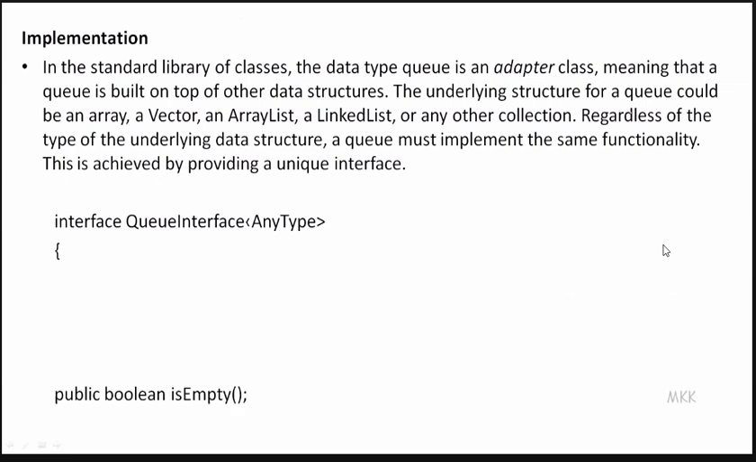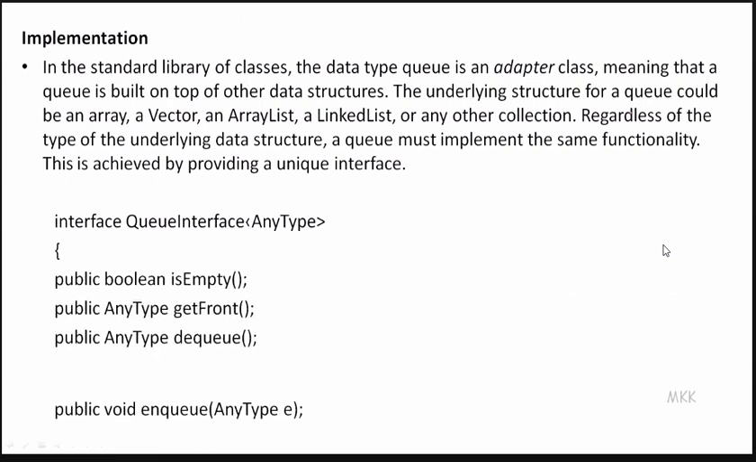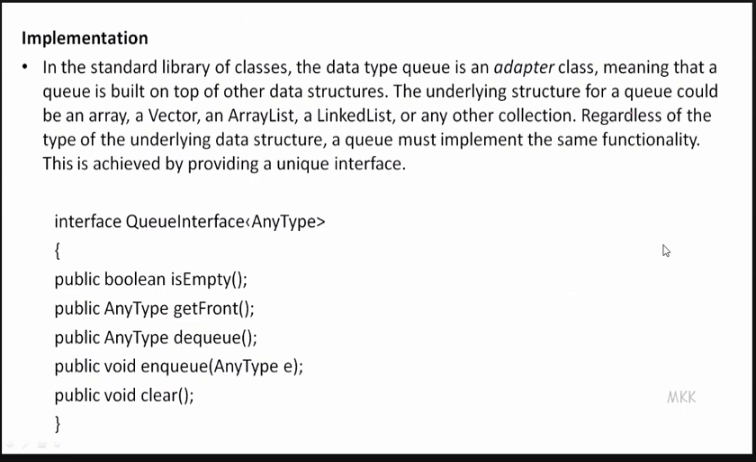Coming to the implementation, here also we will use an interface. The queue is also an adapter class, meaning the queue is built on top of a data structure. The underlying data structure for a queue could be an array, a vector, an array list, a linked list, or any other collection. Regardless of the type of underlying data structure, a queue must implement the same functionality. This is achieved by providing a unique interface.